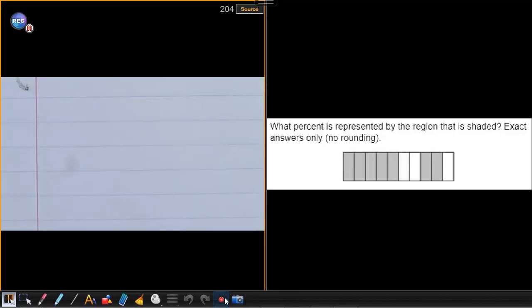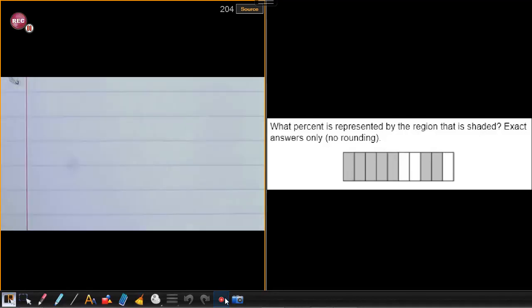Alright guys, so in this video we're just going to go over some examples where we have models and we have to represent the percent based on what the question is asking. So this first question is asking, what percent is represented by the region that is shaded? Exact answers only, no rounding.